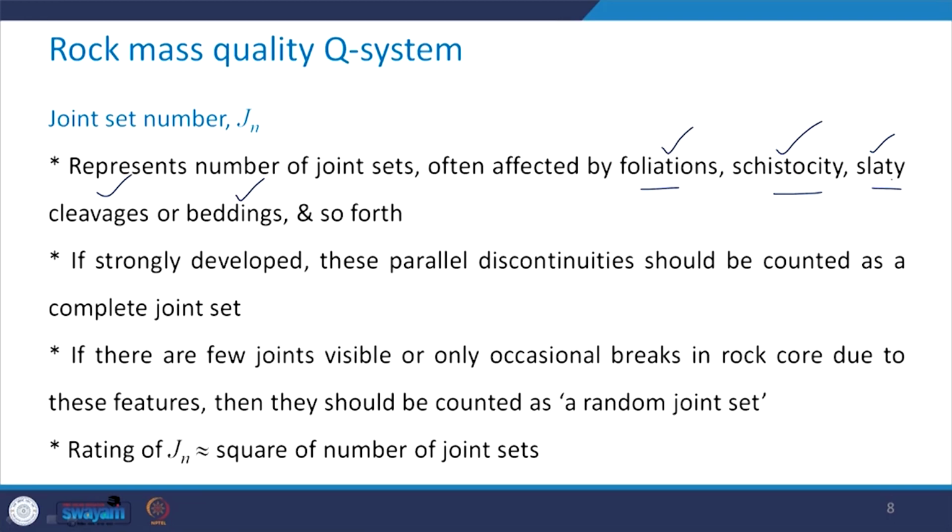So, in the previous table, wherever you have seen 2 joint sets plus random, the definition of a random joint set is given here: that if there are few joints or occasional breaks, they should be considered as random joints. Rating of Jn is approximately equal to the square of the number of joint sets.